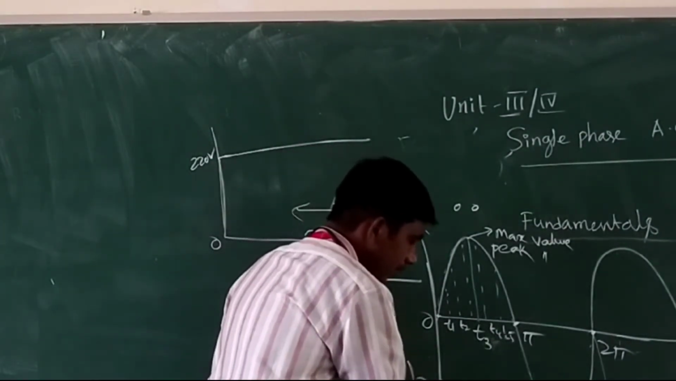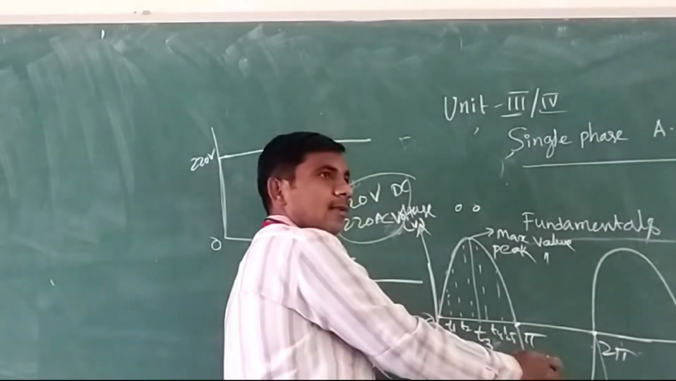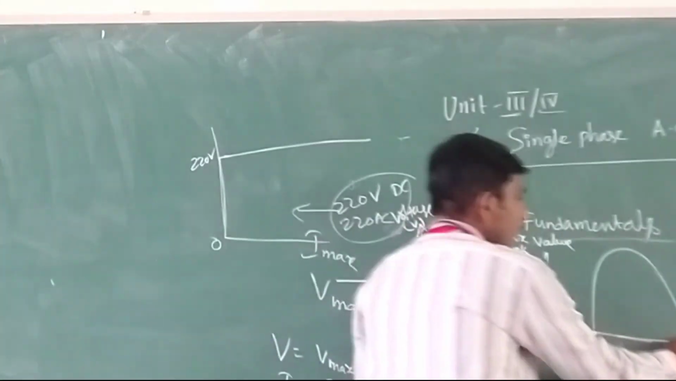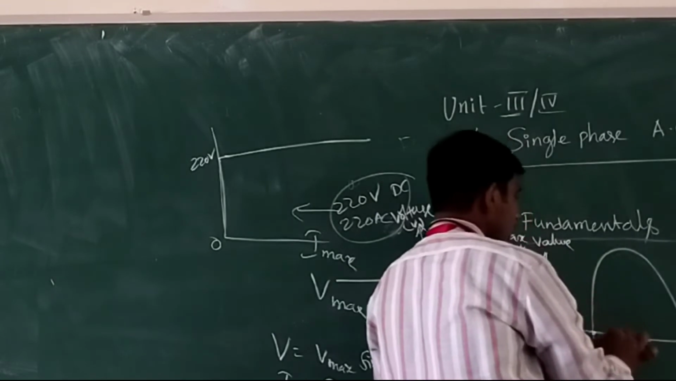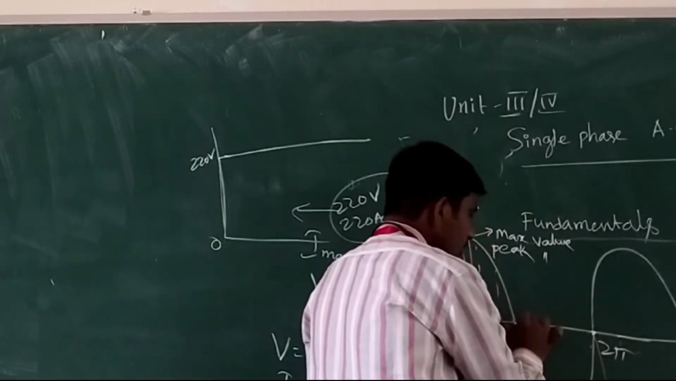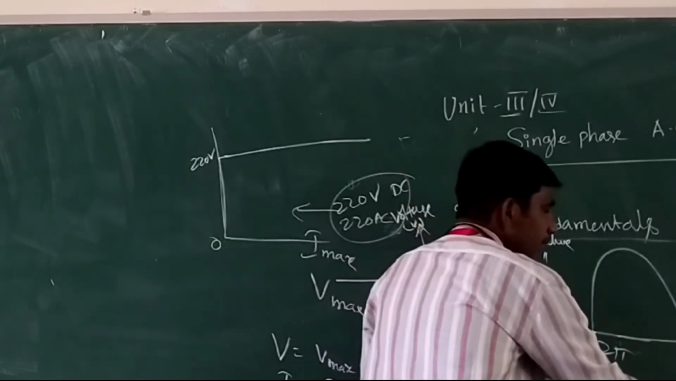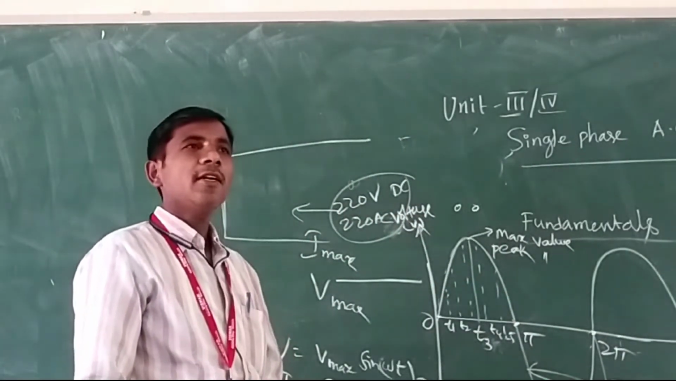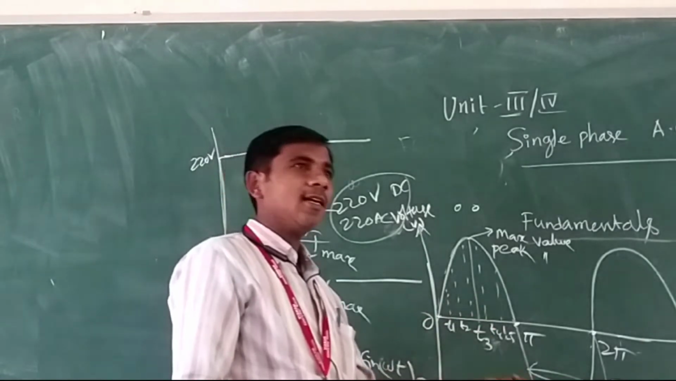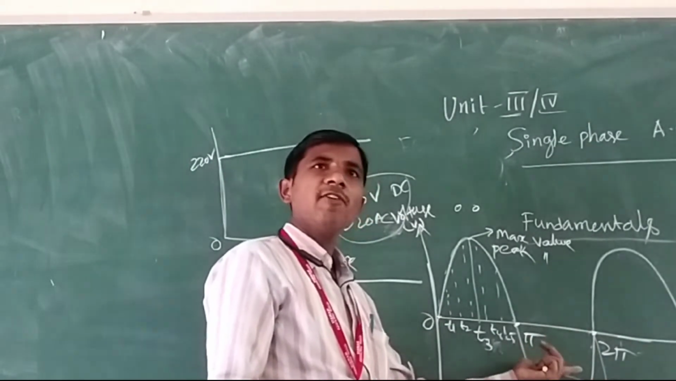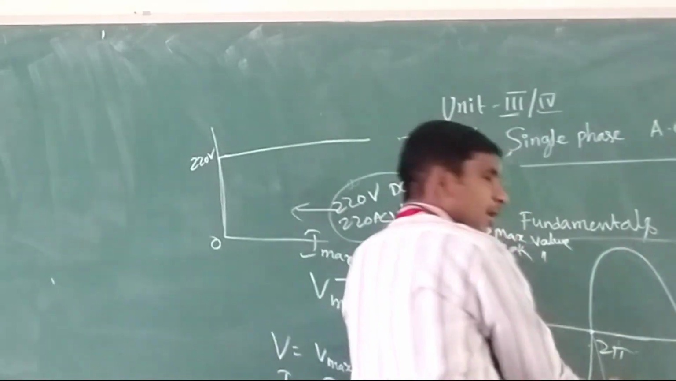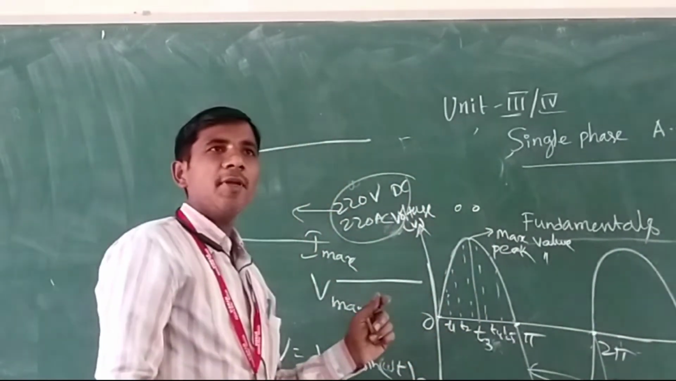This is the time period of this cycle. This is constant everywhere. If you consider one negative cycle and one positive cycle, it is also time period T. The time taken to complete one cycle, positive or negative, any one we can consider. If you consider from here to here, you will get the same time period. That is the time period.